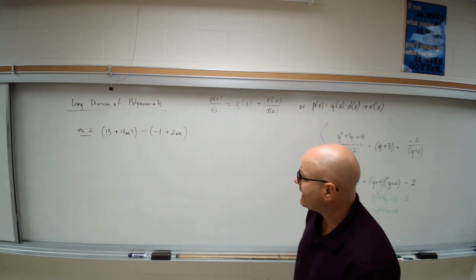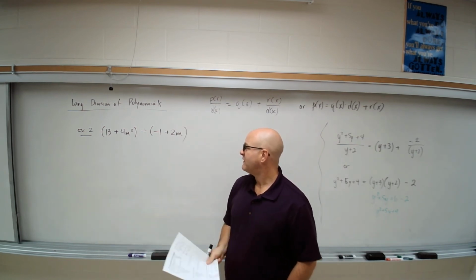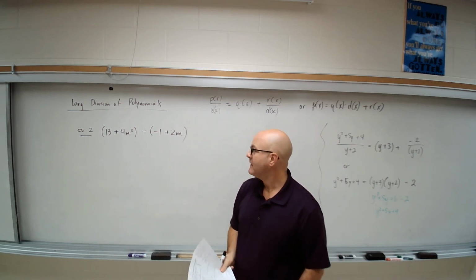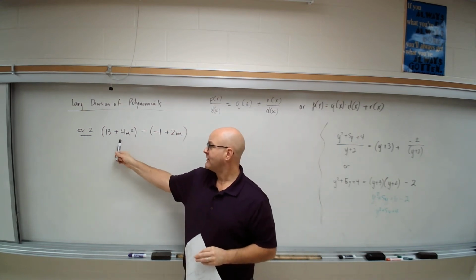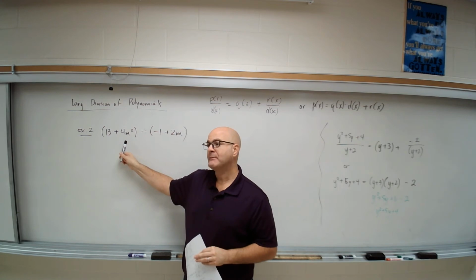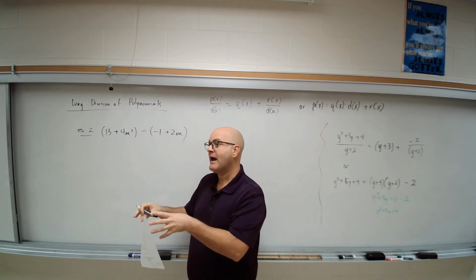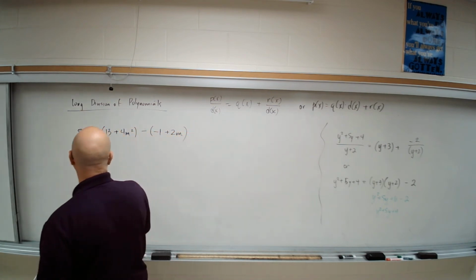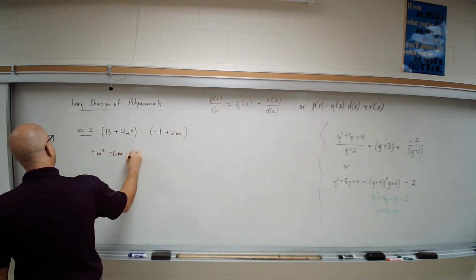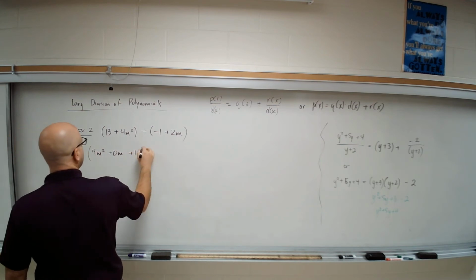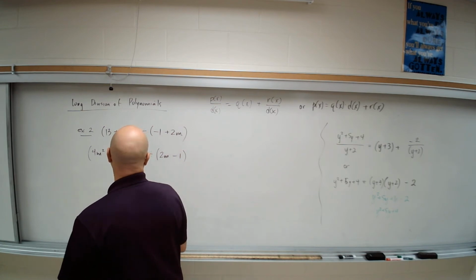So for our second example here, we have 13 plus 4m squared divided by negative 1 plus 2m. So again, we're going to put it in standard form, but also here, if you notice, there's no m term. So I would even go further than standard form. I would put 0m in there to be helpful. So we're going to get 4m squared plus 0m plus 13 divided by 2m minus 1.